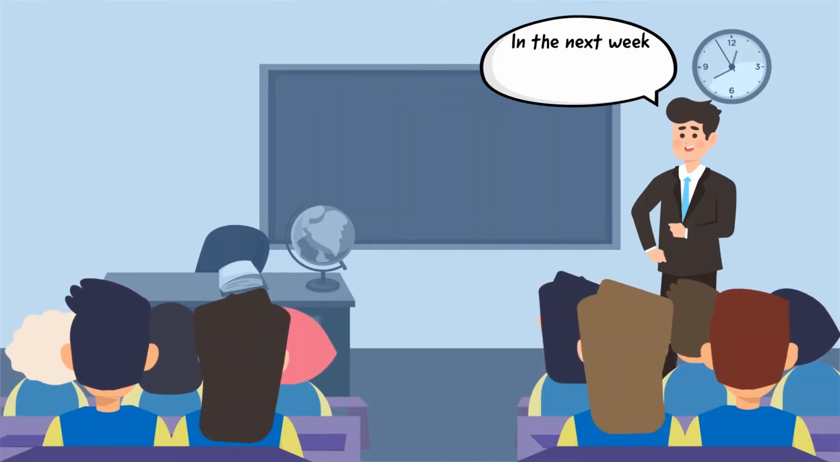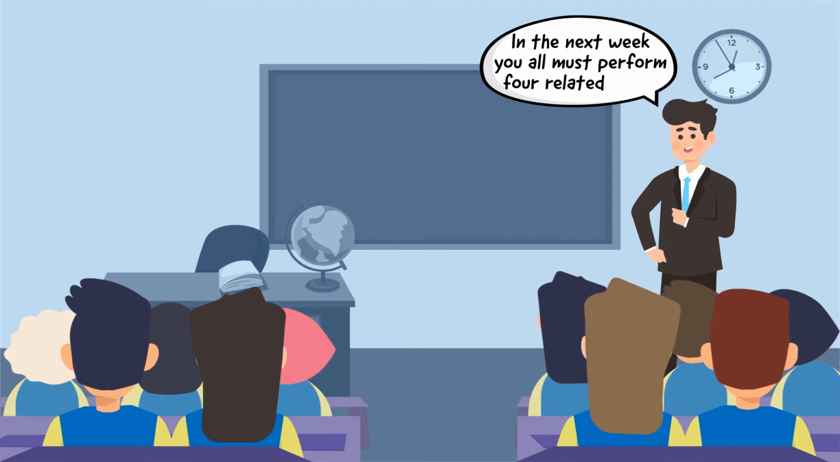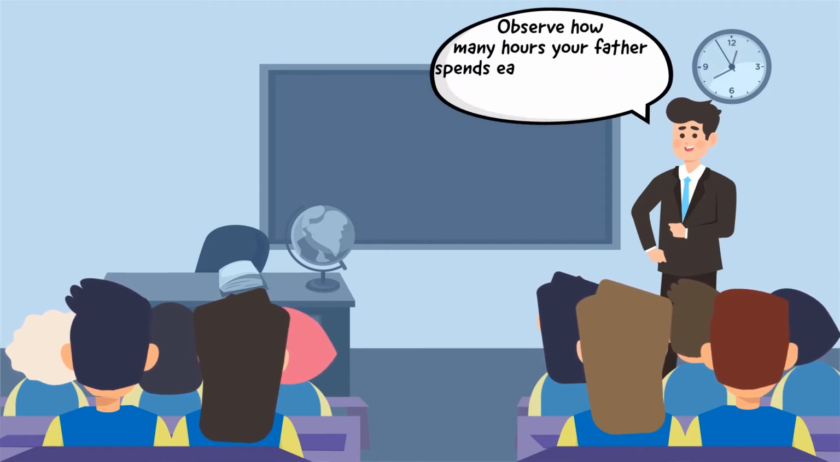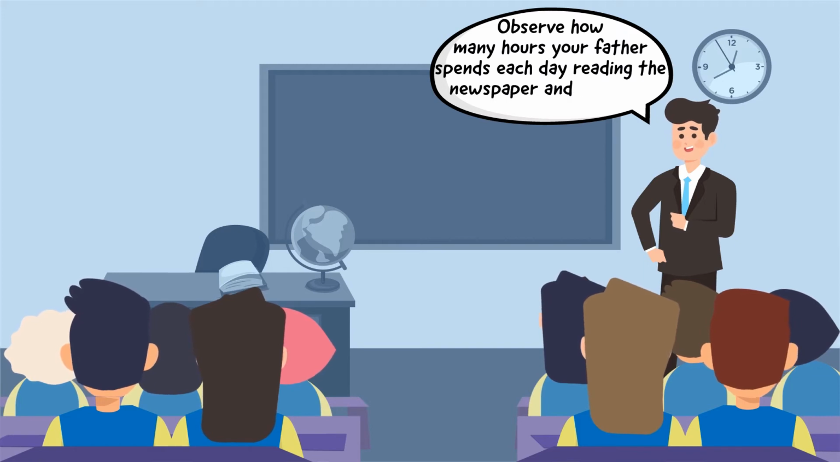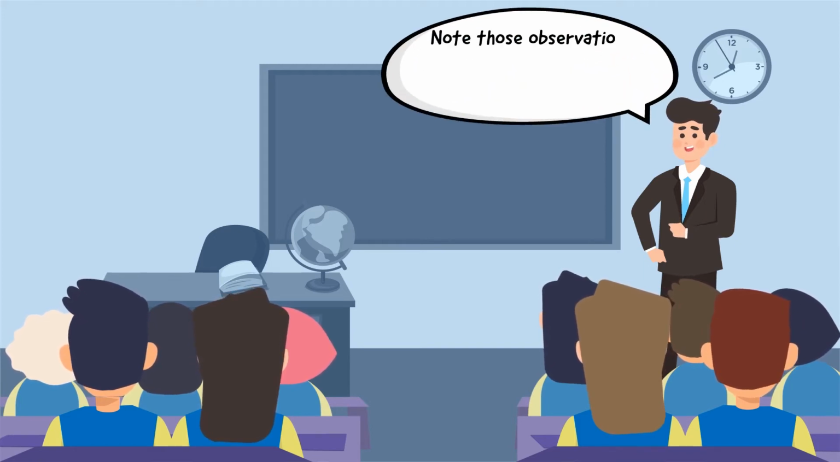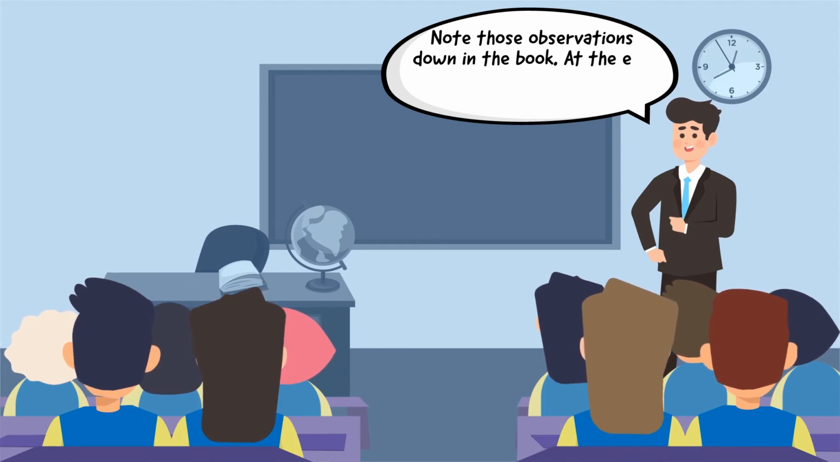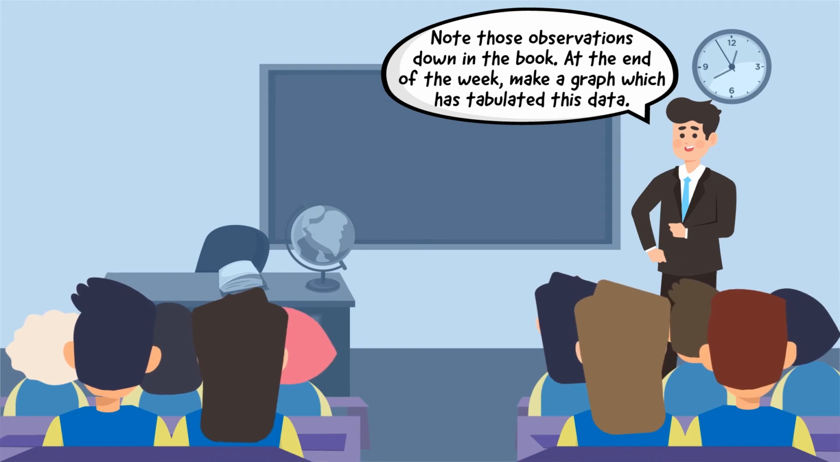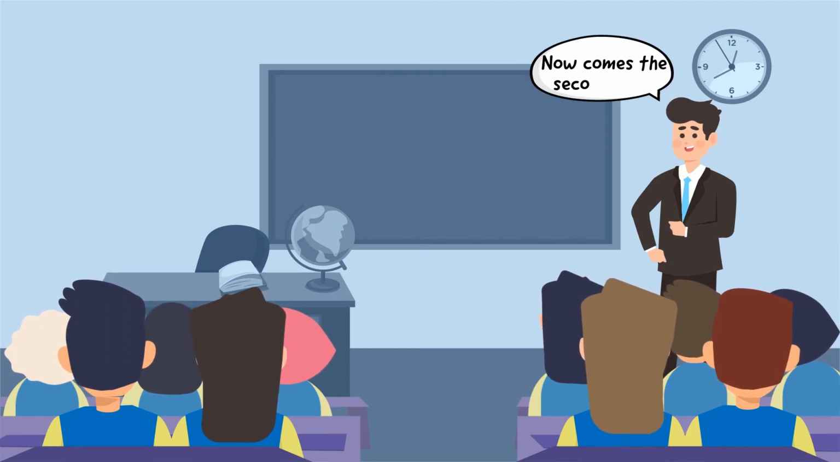In the next week, you all must perform 4 related tasks. Observe how many hours your father spends each day reading the newspaper and watching the television. Note those observations down in the book. At the end of the week, make a graph which has tabulated this data. Now comes the second task.